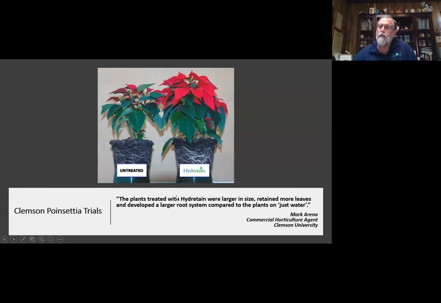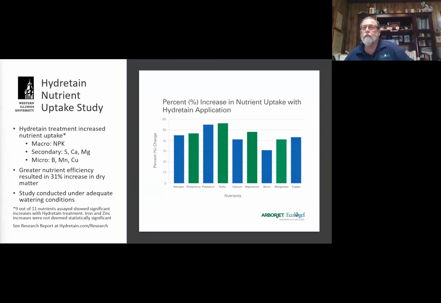We also see that in potted plants. This is a study out of Clemson where you can see by using Hydretain, you've got a much better developed root system on the right there. The plant is bigger and obviously is taking more nutrients out of that soil. And that's been proven through a study done for us by Western Illinois University that looked at plant uptake of nutrients out of the soil.